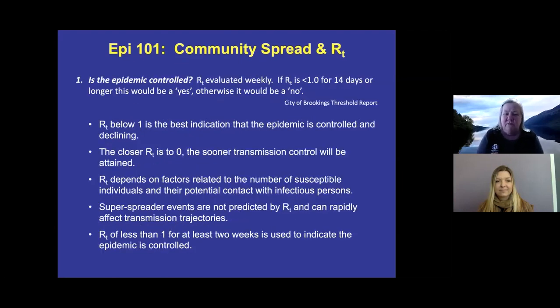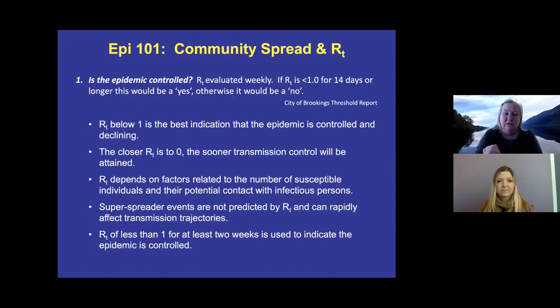So this top part, question number 1, is: is the epidemic controlled? That is the very first question on the City of Brookings threshold report. What we do as a committee is calculate the RT and determine whether or not it's less than 1 for 14 days or more. If it is, then we say yes, it's being controlled. Otherwise, it would be no. But you can't just look at that alone and by itself.